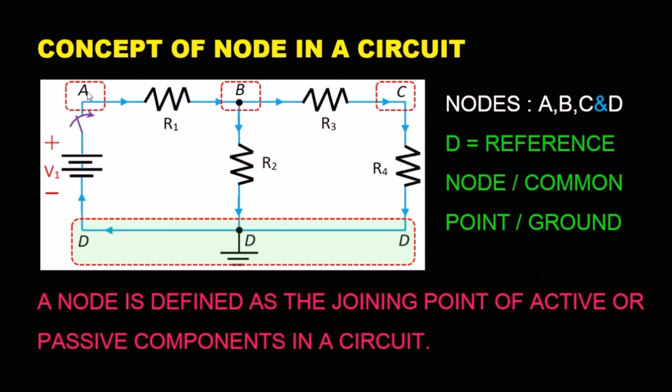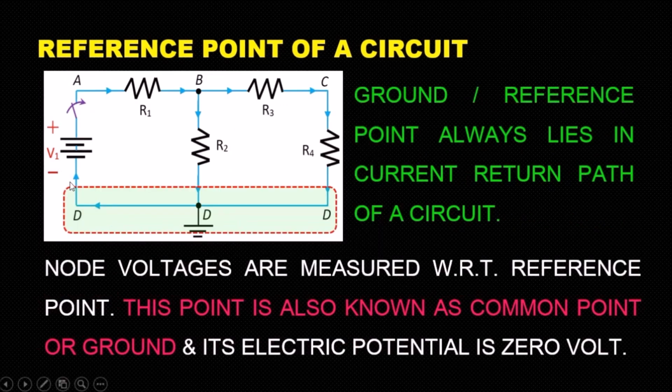In between node A and D, an active component is there. Similarly, in between A and B, another passive component is there. And D is known as the reference point or common point or ground of the circuit. Now, what do you mean by reference point of a circuit?